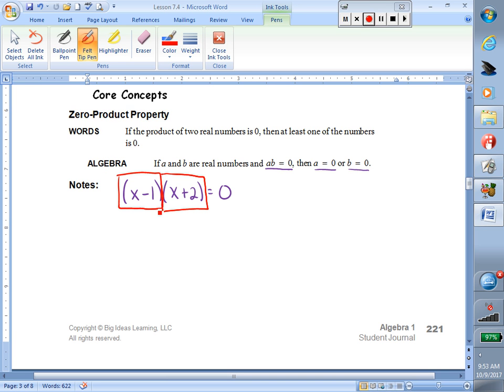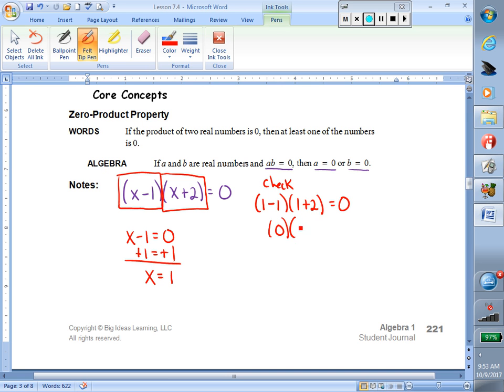So let's think about how we could get x minus 1, how could we get that piece to be 0? Well, we could set up a little equation, solve the one step. So when x equals 1, x minus 1 should be 0. Let's check. If I substitute 1 in for x, 1 minus 1 is 0. 1 plus 2 is 3. 0 times 3, I do get 0.